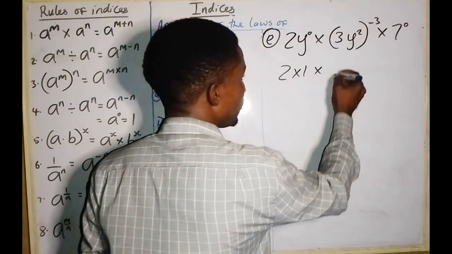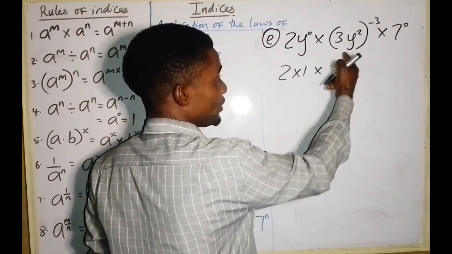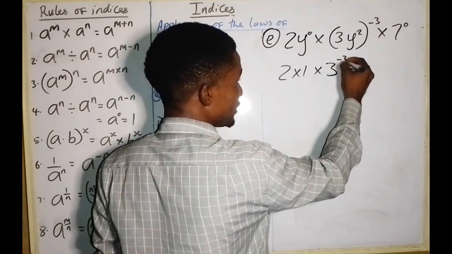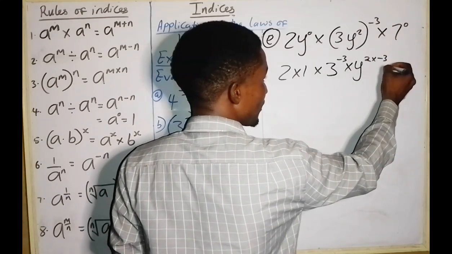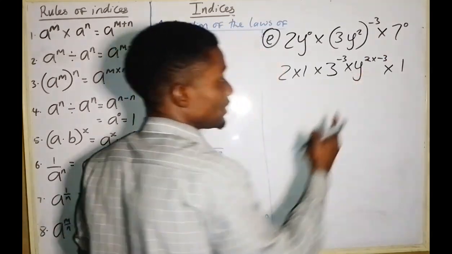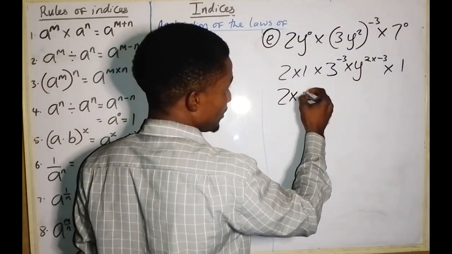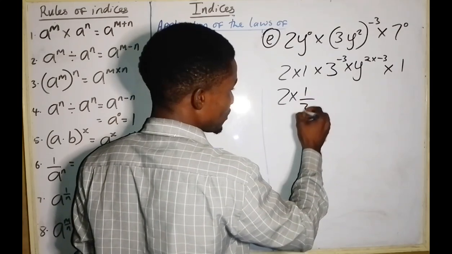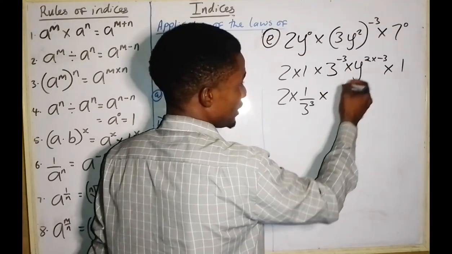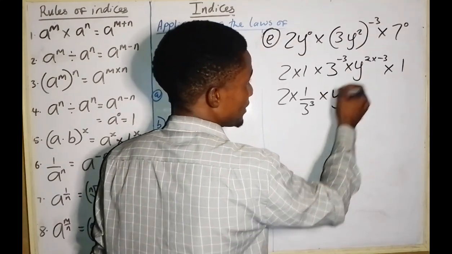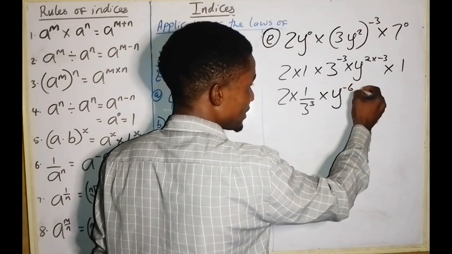For the product power law, we're going to distribute this exponent minus 3 all through the value given in the bracket. So we have 3 raised to the power of minus 3 times y raised to the power of 2 times minus 3 times 1. 7 is raised to the power of 0, so it will be 1. So we have 2 times, this will be 1 over 3 raised to the power of 3. Don't forget our negative index law. Times, now, y raised to the power of 2 times minus 3 will give me minus 6 times 1.